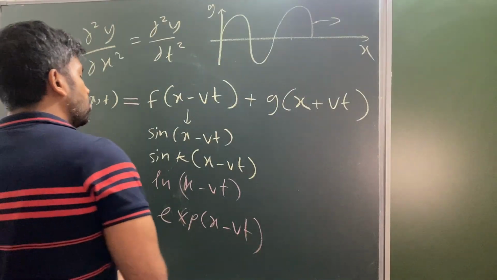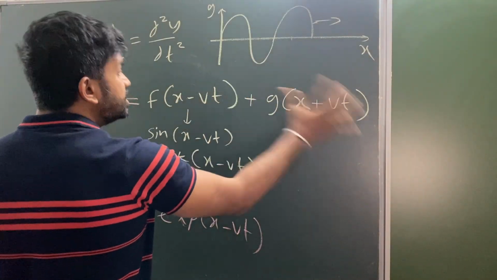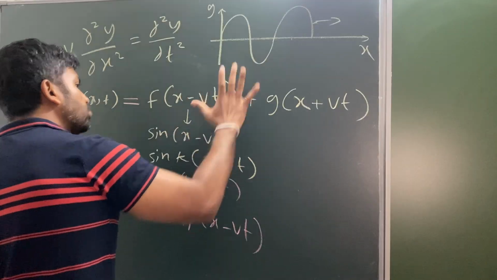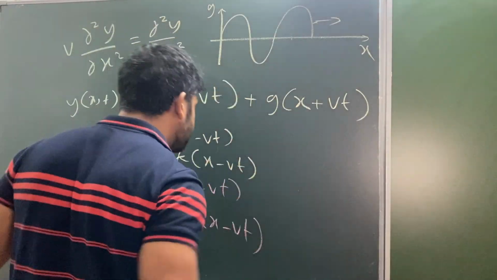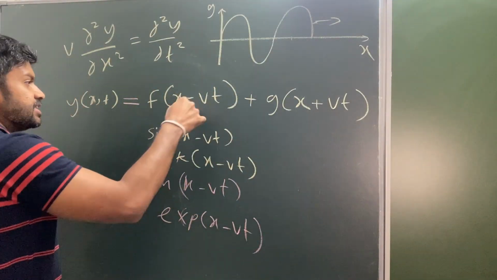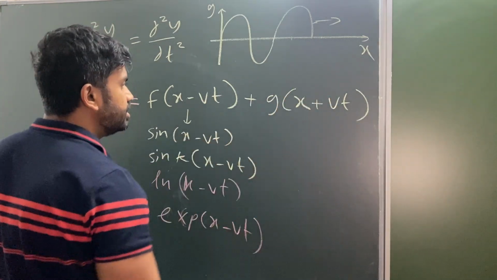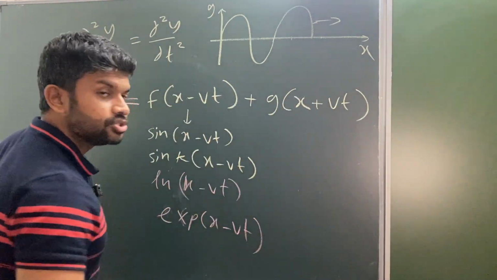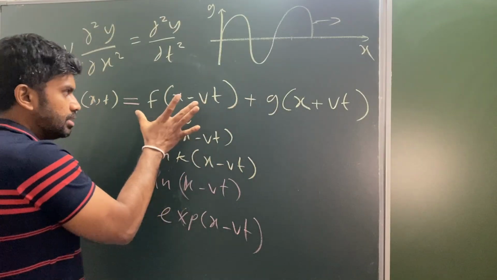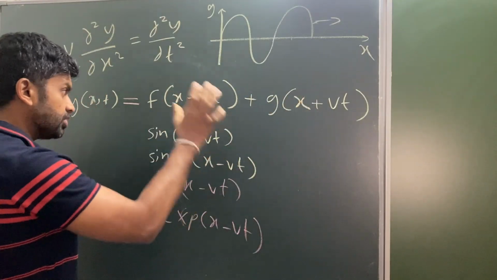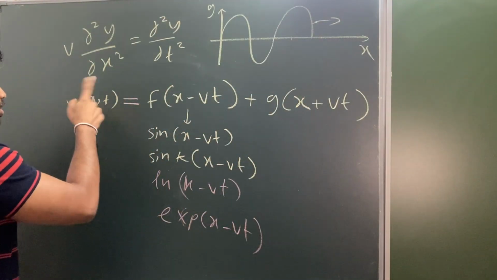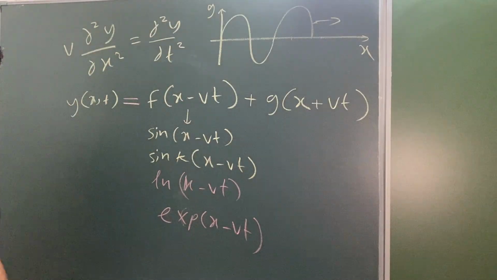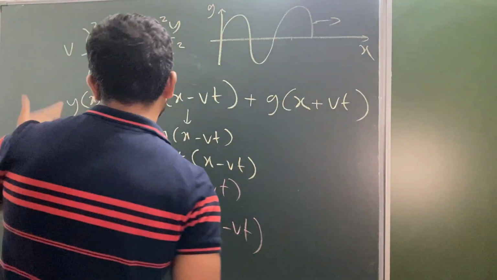And we don't really want to have both of these terms all the time, guys. You can pick one of them. You can completely get rid of one term and end up with f(x minus vt) or g(x plus vt) alone. Either one is still a solution for the classical wave equation.